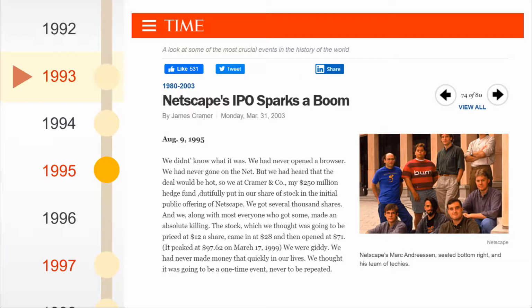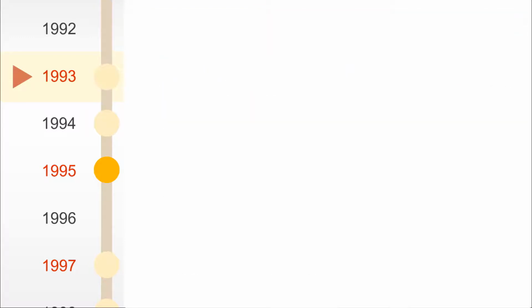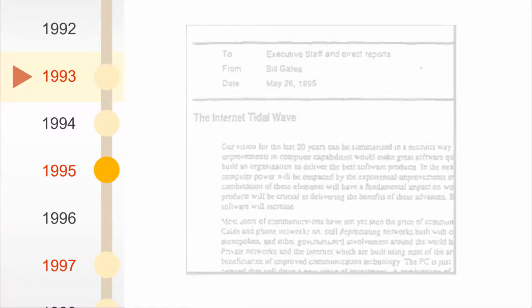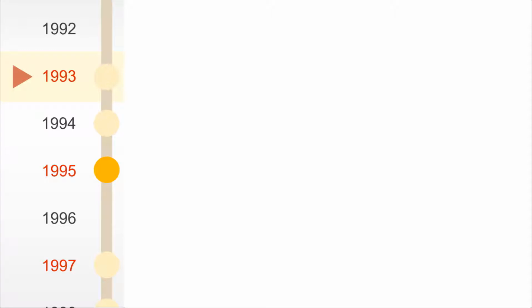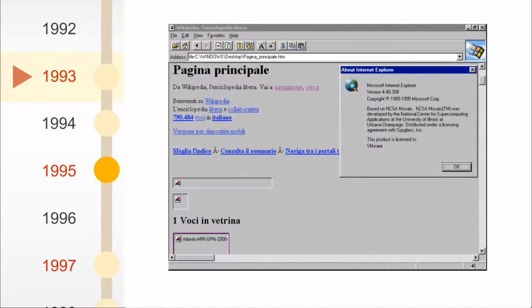1995 is also the year when Microsoft discovered the internet. Bill Gates has a famous internal memo called the Internet Tidal Wave, in which he basically says that the Internet is the future of the company and they should devote full resources to it. The first version of Internet Explorer 1 becomes available this year.